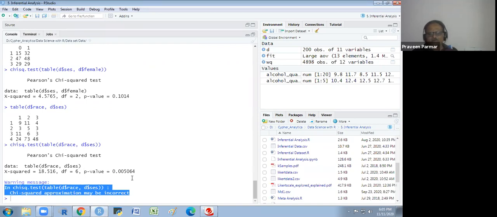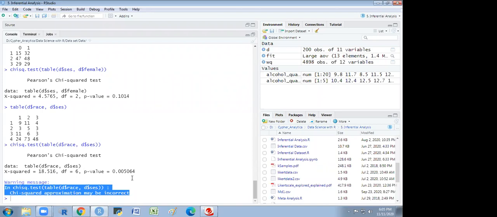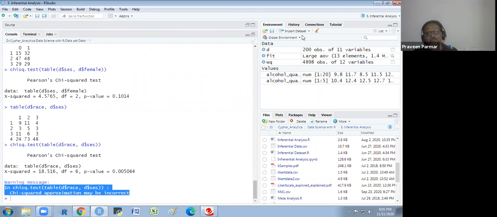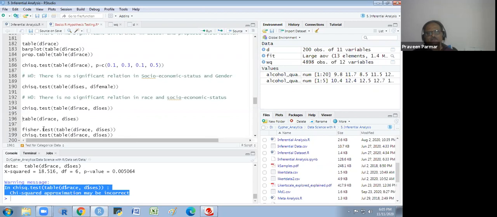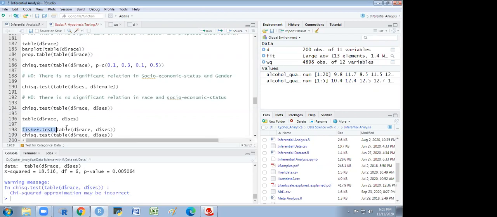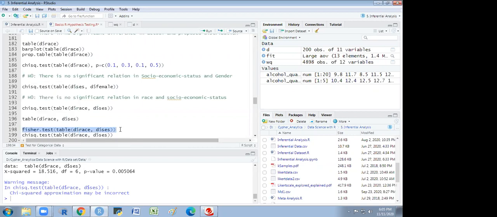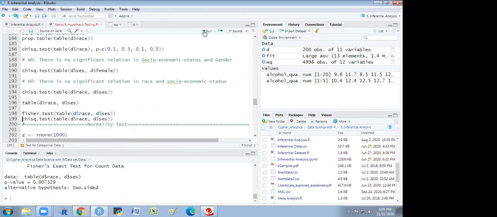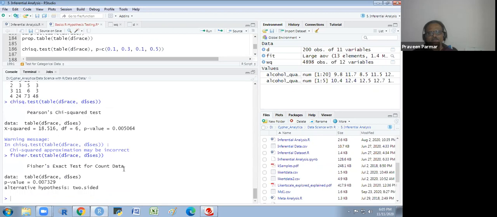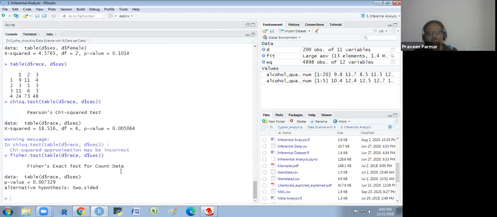If all cells are greater than 5, then we can use this. Otherwise we shift to the Fisher test instead of chi-square. The thing is the same, the attributes are the same. We just have to write fisher.test instead of chisq.test. I run it, and you see the Fisher's exact test for count data, and the p-value is 0.007.